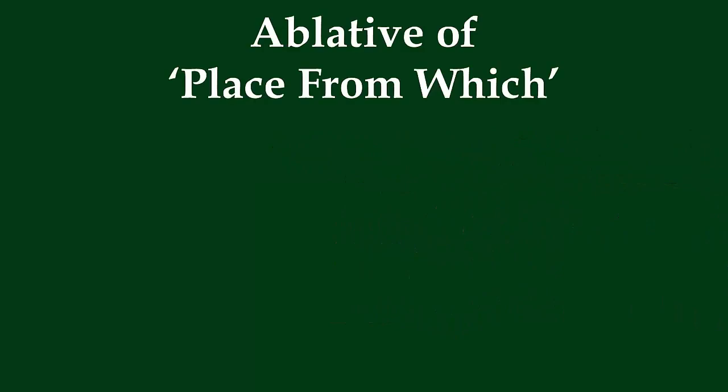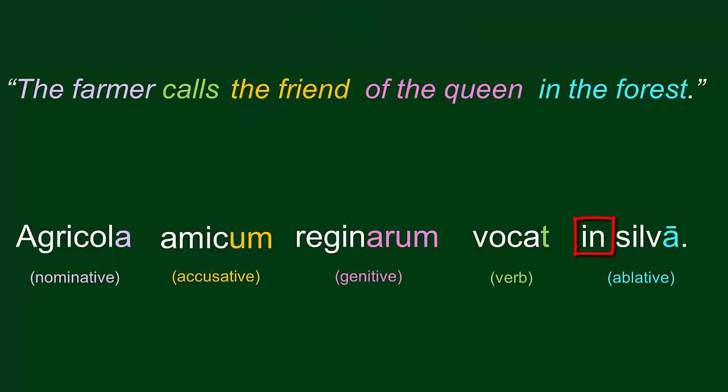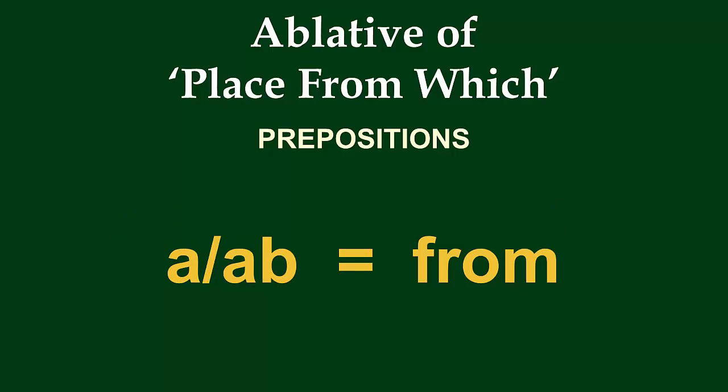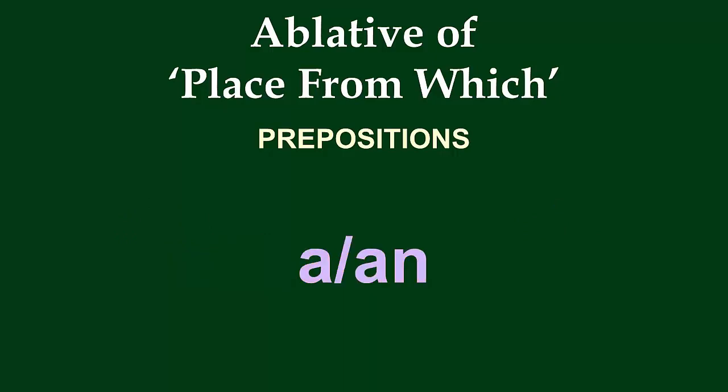Alright, before we look at examples, we need to learn a few prepositions. We know that the preposition in was used with the ablative of place where. Now with the ablative of place from which, we're going to use a couple of different prepositions. The two most common prepositions associated with the ablative of place from which are a/ab and e/ex. A/ab means from. You use a/ab the same way you use a/an in English.